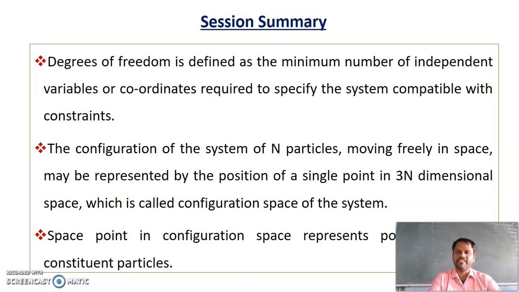So my dear students, we learned what is meant by degree of freedom, which is the minimum number of independent variables or coordinates required to specify the system compatible with constraints. And for a system of n particles moving freely in space, it can be represented by the position of a single point in 3n dimensional space, which is the configuration space of a system.